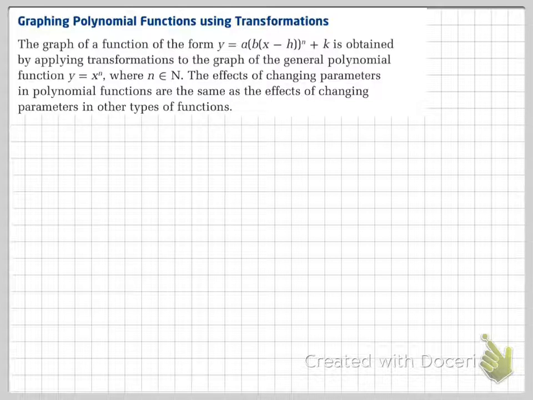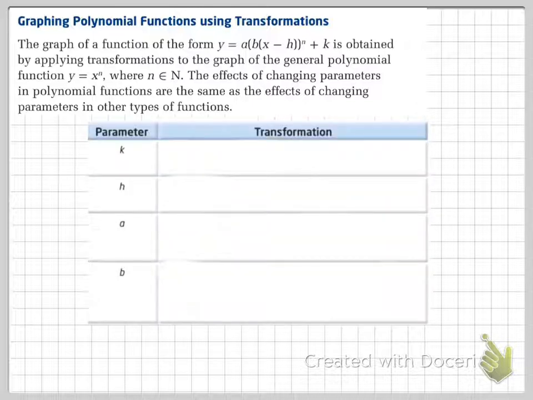The graph of a function of the form y = a(b(x - h))^n + k is obtained by applying transformations to the graph of general polynomial functions y = x^n, where n is any natural number. The effects of changing parameters in polynomial functions are the same as the effects of changing parameters in other types of functions. And what does that mean?